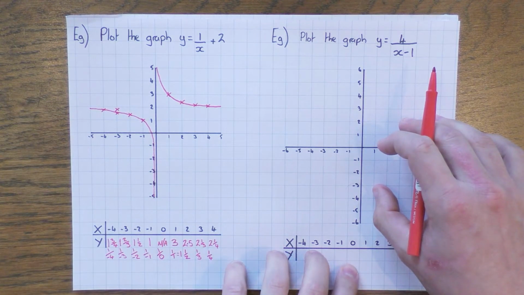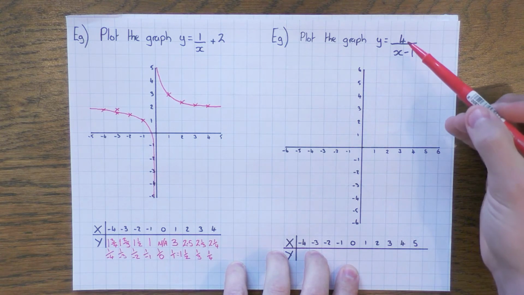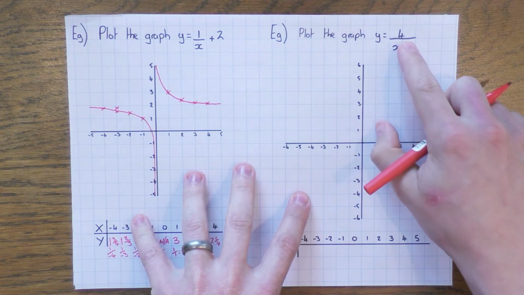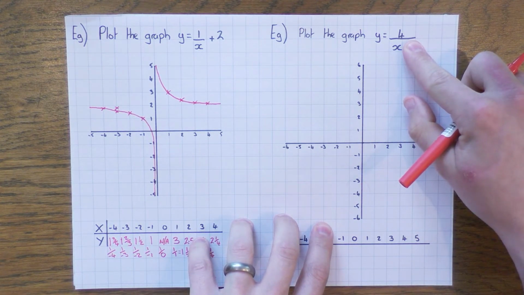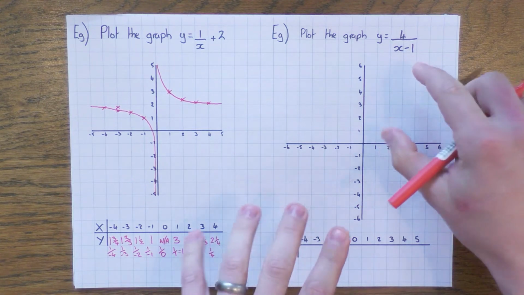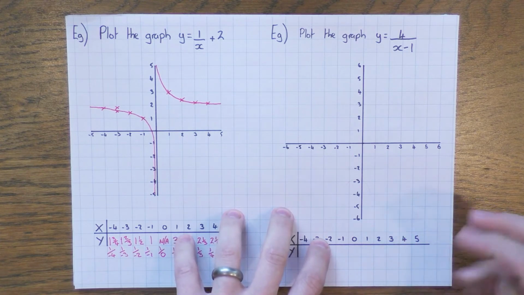Rightio, let's have a look at the next one, which is this one over here, which is our last one. And this time, again, it's not just 4 divided by x, it's 4 over x minus 1. So there's a little subtle difference here, and it does make it look a bit different. So let's have a go.